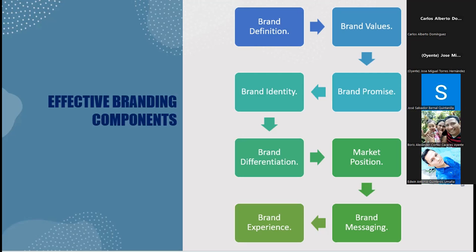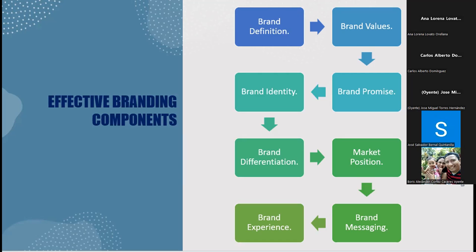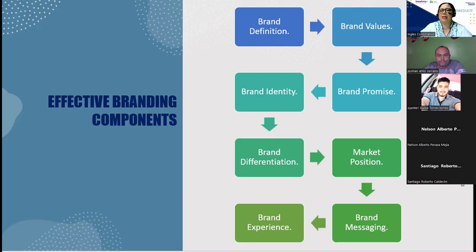It will be okay. Definition could be, I don't know, the vision of the company. It could be included in that stage. Exactly. Because the vision is the reason the company exists in this market, for example. But it's not only the vision, but the mission, right? Mission and vision, and also our values tree, right? So that's brand definition. It's about the mission, the vision, and the values.